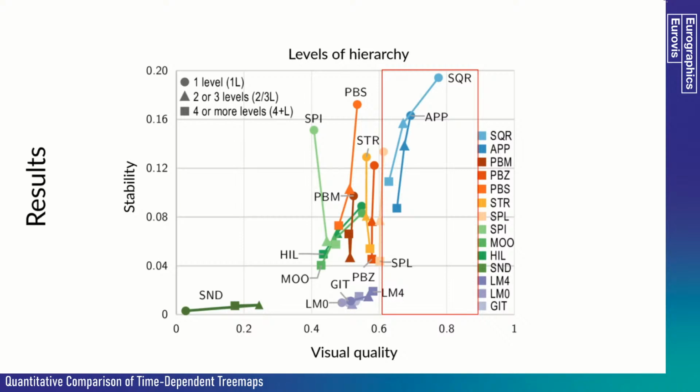Notice also that their visual quality decreases with the increase of the number of levels in the hierarchy, whereas slice and dice consistently gets poor visual quality results. But here, the visual quality increases with the increase of the number of levels in the hierarchy. The remaining techniques score somewhere in the middle.